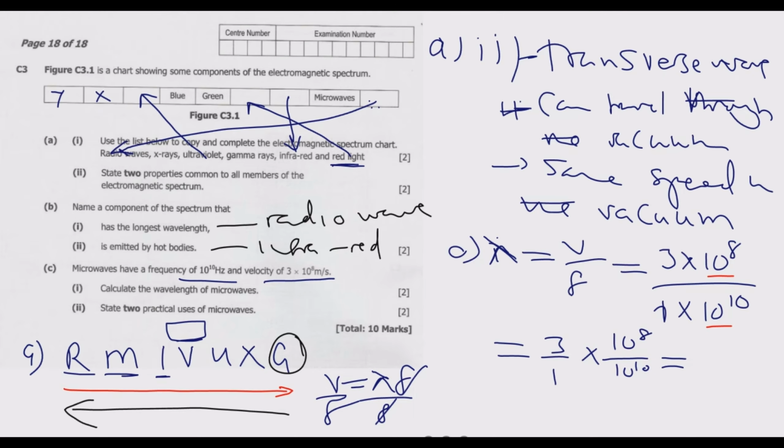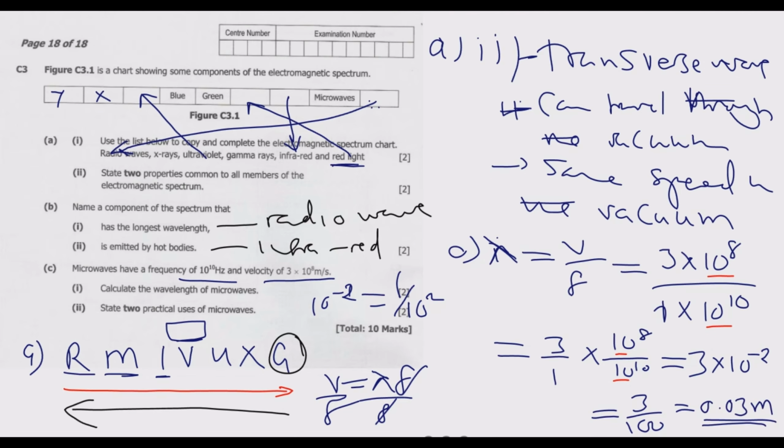So 1 into 3 is 3. Then since the bases are the same, what it means is we can subtract the powers. So we end up with 10 to the power 8 minus 10, which is negative 2. So you see like this, which is the same as 3 over 100. Remember, according to the law of indices, 10 to the power negative 2 is the same as 1 over 10 to the power 2, which is 10 times 10, 100. So this simplifies to 0.03 meters as the wavelength.